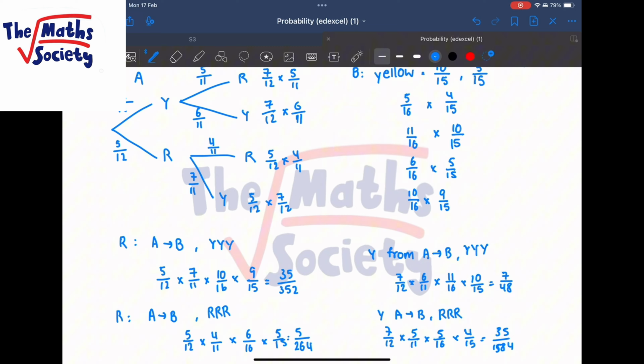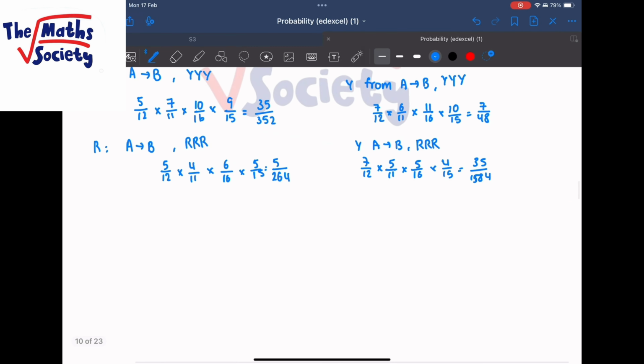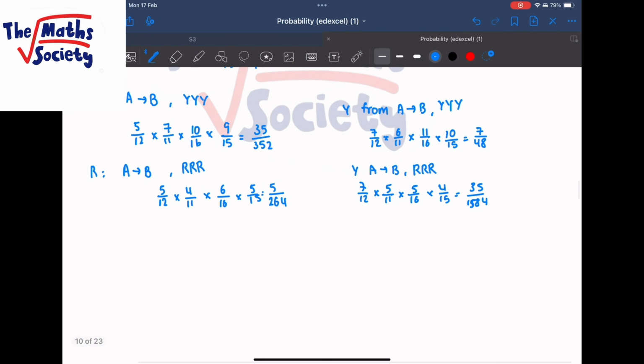Yeah, so now we just need to calculate the total of how many it would be in total. So it should be 35 by 352 plus 5 by 264 plus 7 by 48 plus 35 by 1584. That should equal 907 by 3168, and that is your total.